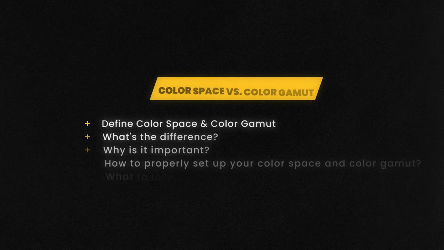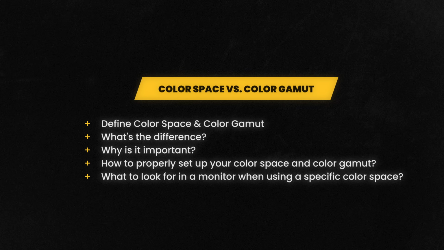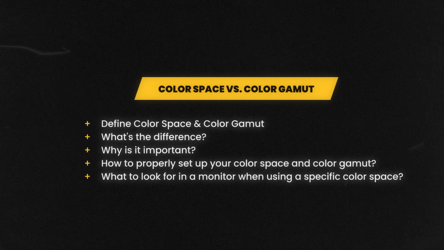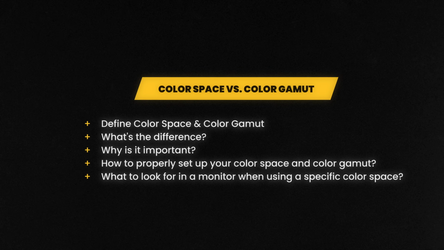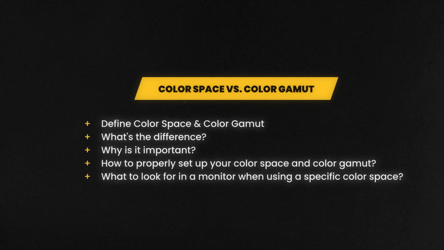In this video, we're covering a pretty confusing topic for beginners and non-colorists: color space versus color gamut, and I'm breaking it down into 5 questions. Define color space and color gamut. What's the difference? Why is it important to understand? How to properly set up your color space and color gamut? What to look for in a monitor when using a specific color space?